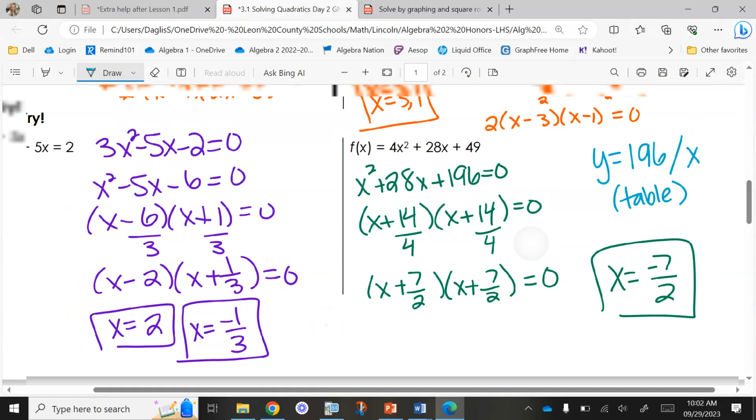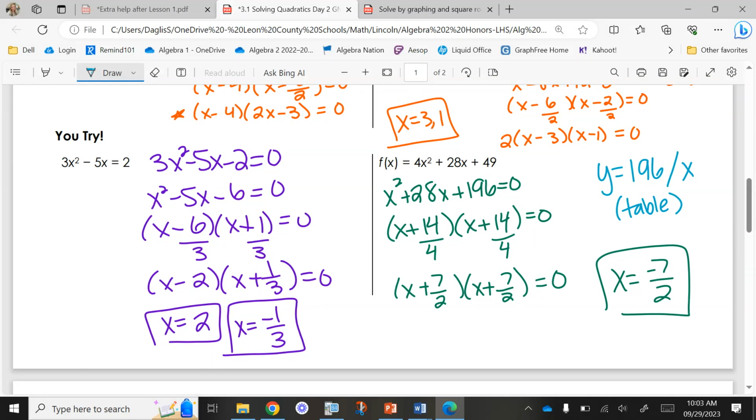All right, check with me. So the first one, you did have to subtract 2 first before you did your slip and slide. So subtract that across the equal sign. Then slip your 3, factor, slide your 3. We end up with x equals positive 2 and x equals negative 1/3. Yes? Thumbs up? We're good with that one?